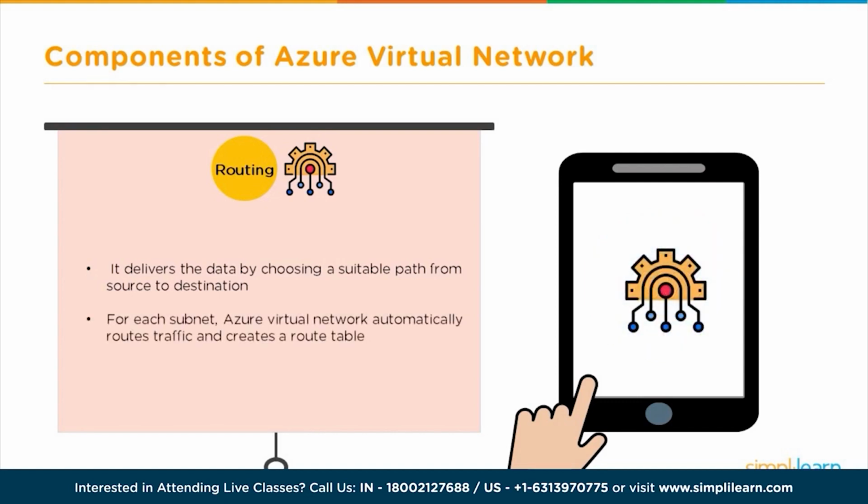For each subnet, Azure Virtual Network automatically routes traffic and creates a route table. When you create a virtual network, automatically a route table is created, and that basically is required to route the traffic, and that can be used by every subnet. That doesn't mean that you only have to create a single route table in the virtual network. You can have multiple route tables also created, which can be associated with different subnets as well.